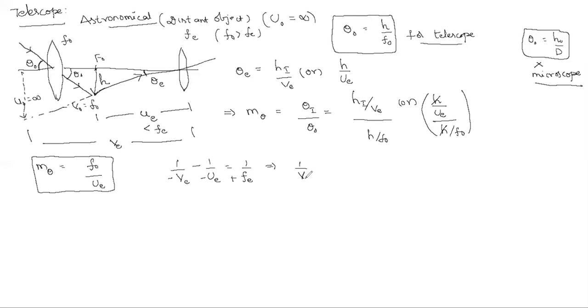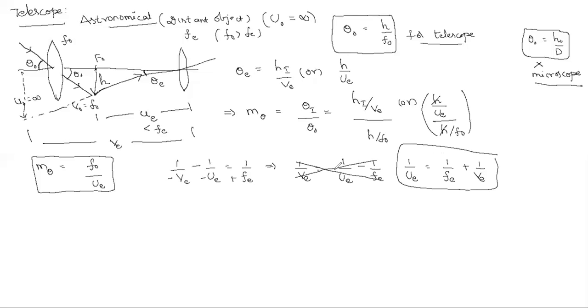1 by VE is equal to... you are telling 1 by U, minus 1 by F? Minus 1 by UE plus 1 by FE. Actually, what we want is UE. So better, instead, 1 by UE equals 1 by FE plus 1 by VE. Yes, 1 by UE is equal to 1 by FE plus 1 by VE. Yeah, you are right.